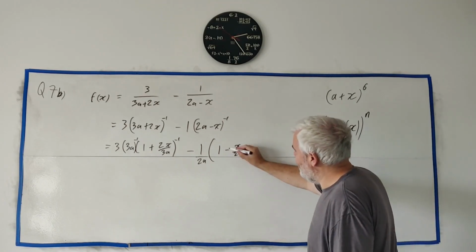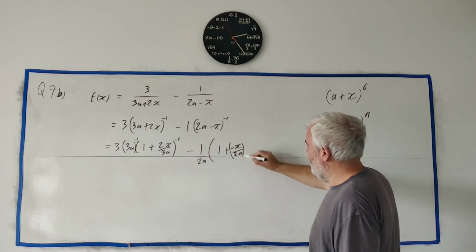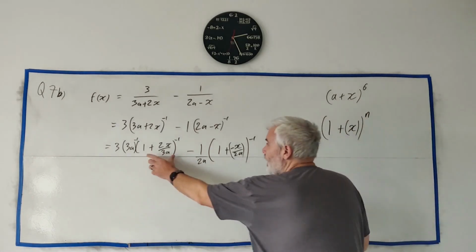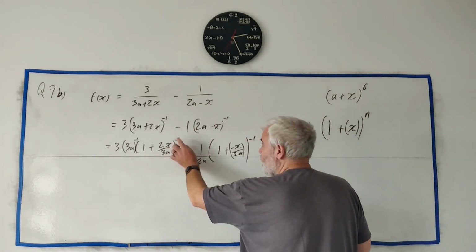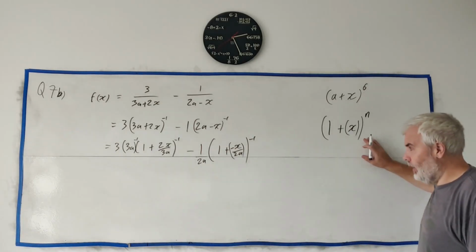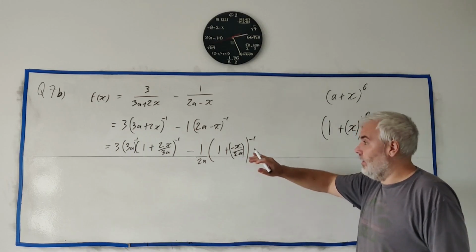Or it might be better to think of this as plus minus x and put a little bracket around that. This is still to the power of minus 1. Now we do have two brackets, 1 plus something to the power of something. That looks a little like our generalized formula for expanding things out. We can go ahead and use that formula.